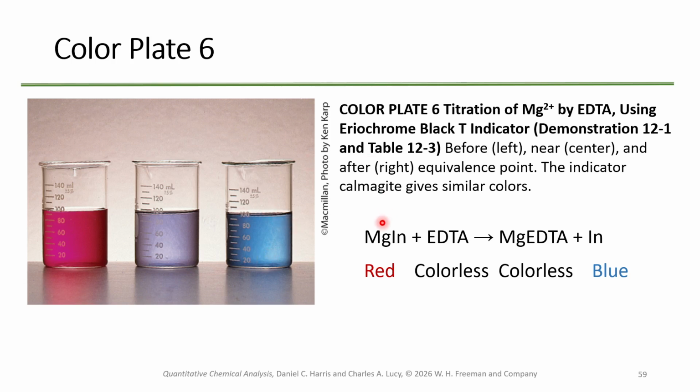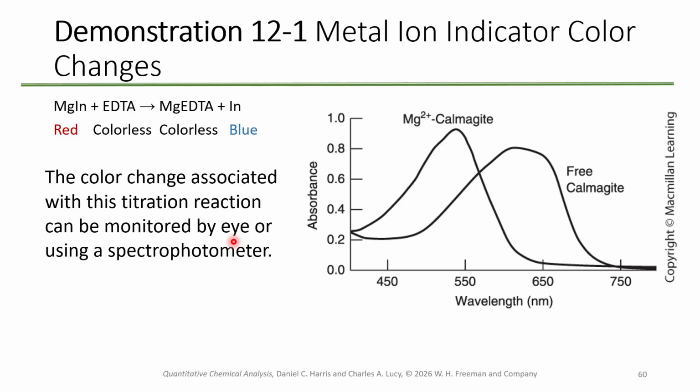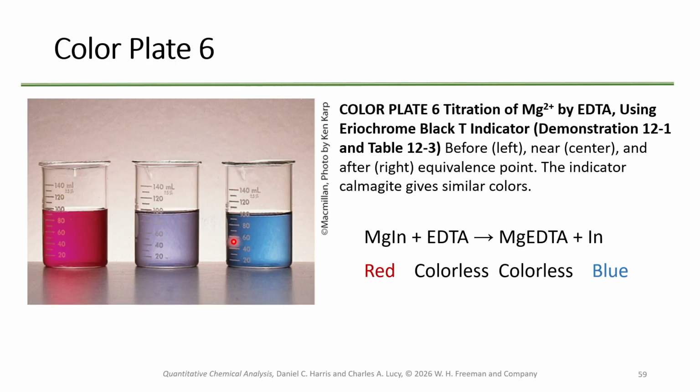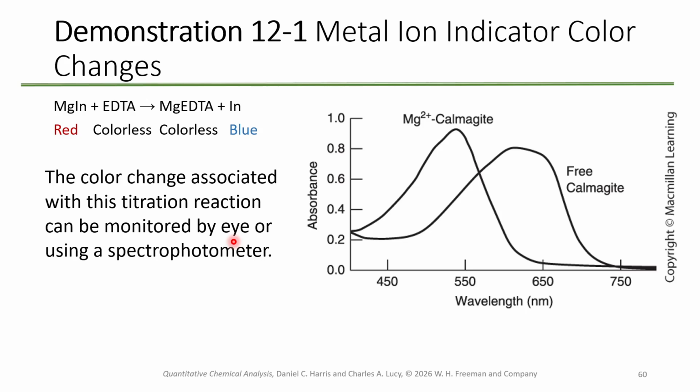Now, you can actually use Calmagite as well. It gives very similar coloring to this, and it gives a very similar effect. Okay. There's actually a variety of reasons you would want to use different indicators, by the way. But this right here is what's happening. We have magnesium in the indicator, right? It's a red color. EDTA is colorless. Magnesium EDTA is colorless. It's our indicator that goes back to being blue when it's no longer bound to the metal. Okay. So when we titrate away our metal, because EDTA binds to it better, we're going to end up reducing that red color, excuse me, and we'll end up in the blue color.